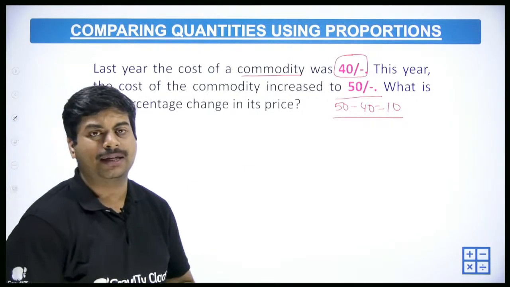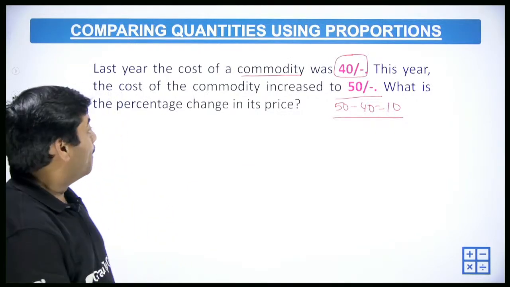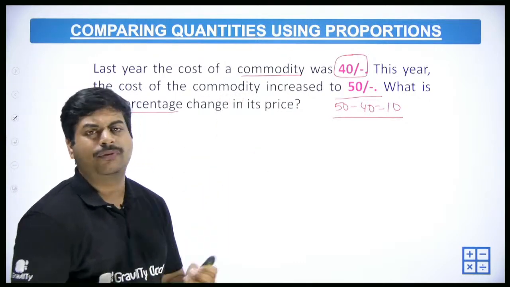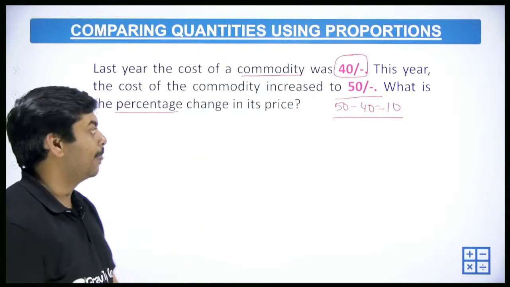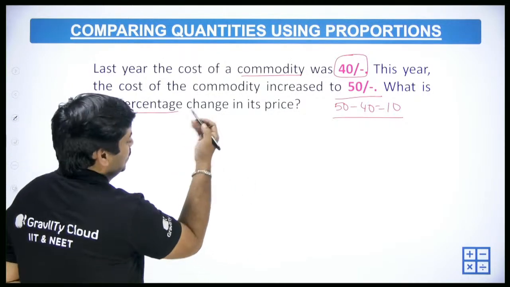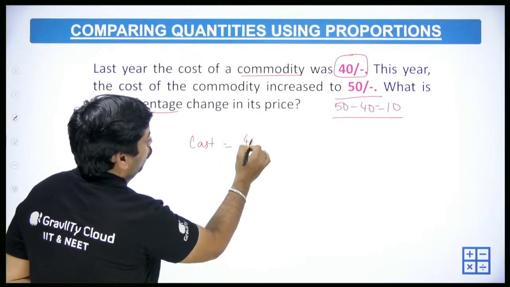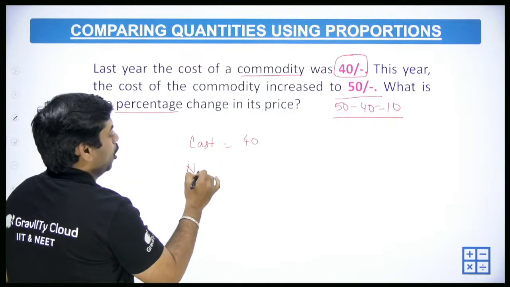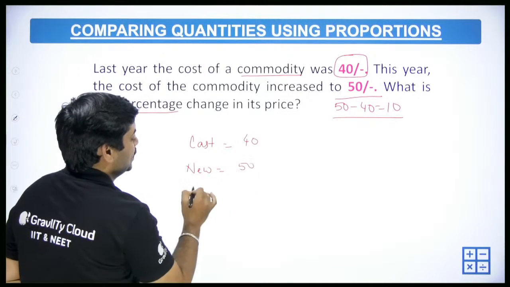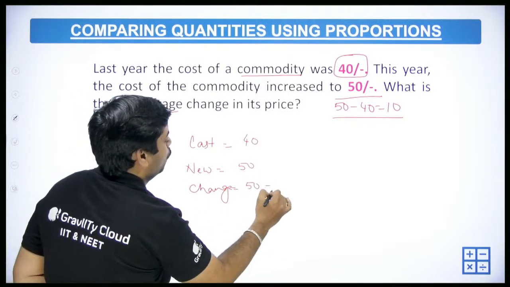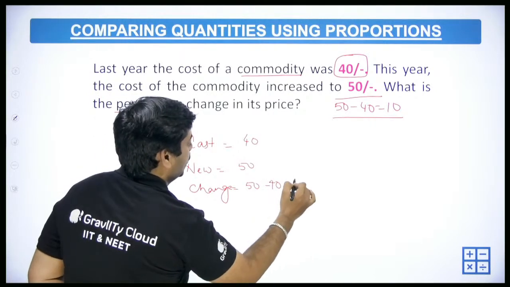So what can we say here? Percentage means per every 100, but here we are talking about 40 rupees or 50 rupees. Let's see that. What is the change in price? Last year the cost was 40 rupees. The new cost is 50 rupees. So what is the change? Change in price is 50 minus 40, which is 10.